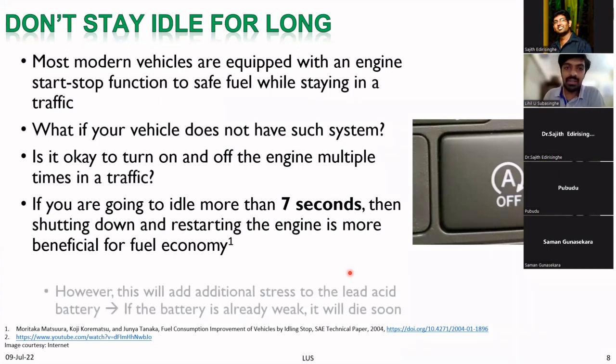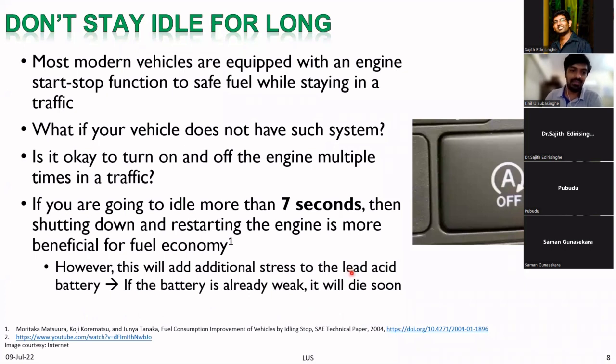But there is another question that you might have. Yes, it will add additional stress to your lead acid battery, because a conventional lead acid battery is not designed for multiple start-stops within one single trip. One single trip means one starting. A conventional lead acid battery is not designed to have multiple starts and stops during one single trip. For such applications, there are different variants of batteries, like the AGM batteries, absorbent glass mat battery. It is a type of lead acid battery, AGM.